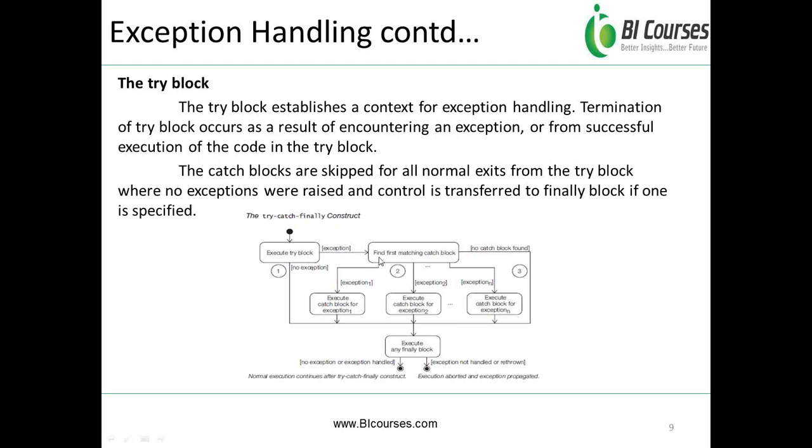Execute the try block. If an exception occurs, find the first matching catch block. If no catch block is found, then it executes the finally block. If a matching catch block is found, say catch block 1, then it will be executed and then the finally block is executed.